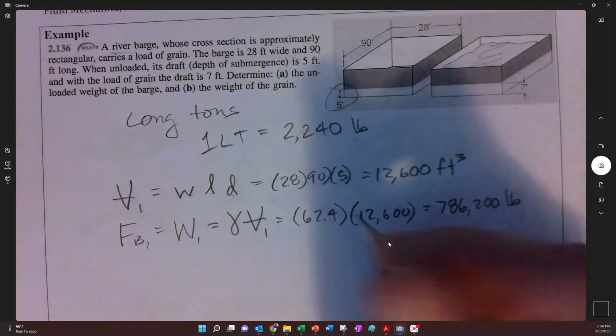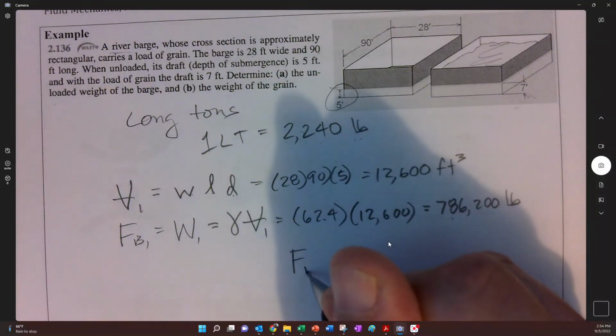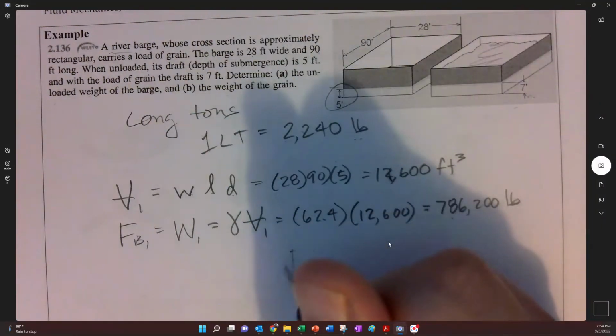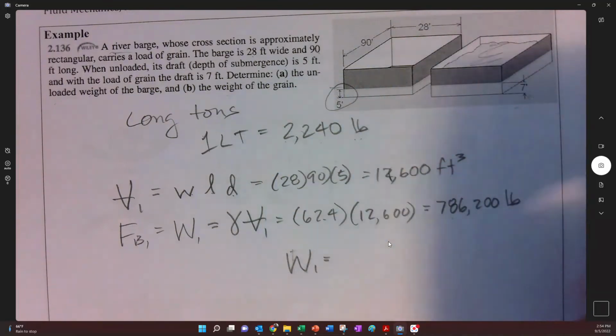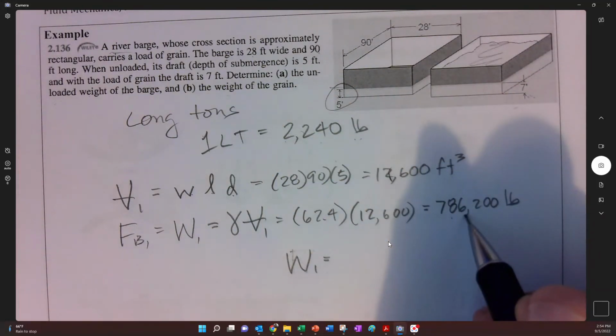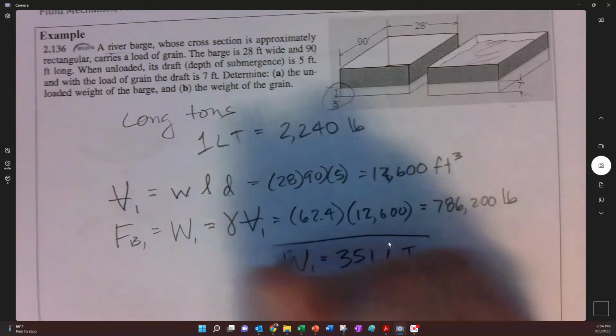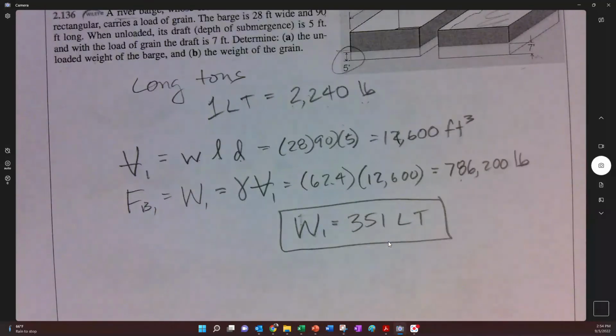long tons. So if we were to say, okay, they wanted the weight, not the buoyancy force, but they're equal to each other, right? So the initial weight is going to be, if we divide that by 2,240, you get 351 long tons. And if you go look at how much a ship weighs, they'll give it to you in long tons.